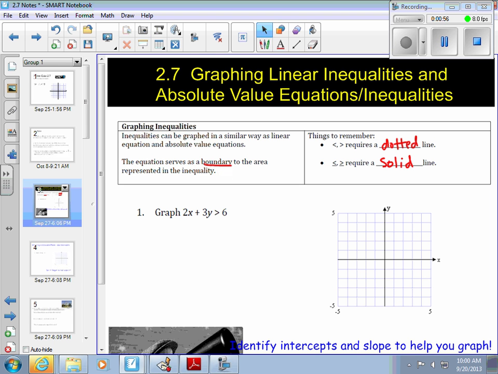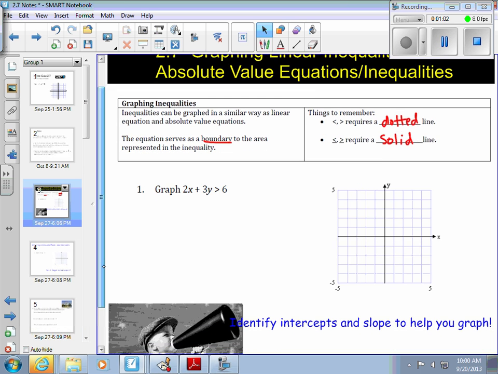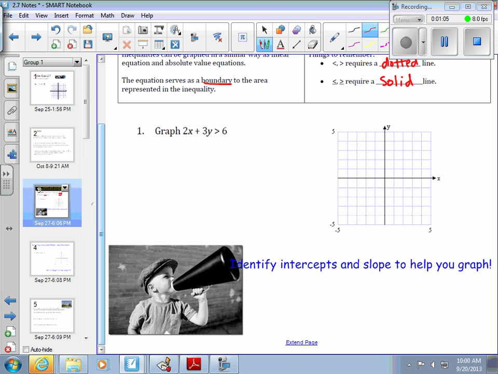So number 1 wants us to graph the inequality 2x plus 3y is greater than 6. In order to do this, we're going to identify the intercepts, the x and y intercepts, and the slope to help us graph this one out. For intercepts, remember you can do that little cover-up method. So if you want to cover up the y part to find the x, you got 2x equals 6. So the x-intercept is going to be 3. If you want to find the y-intercept, cover up the x and solve for y, and you get y equals 2. So those are our intercepts.